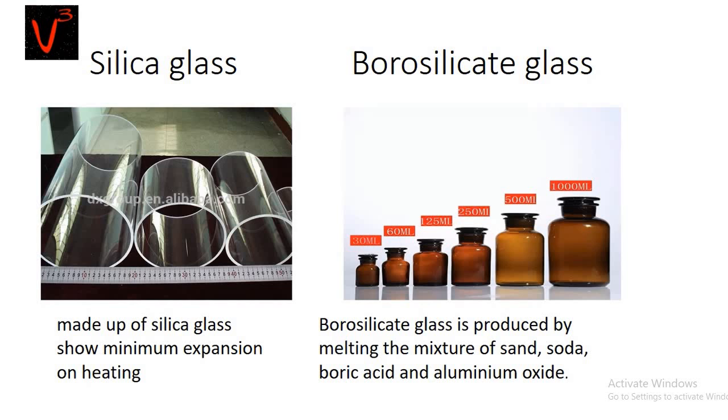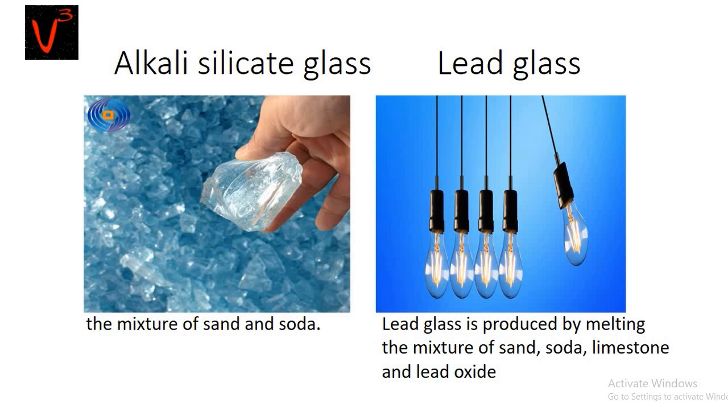The second one is borosilicate glass. Borosilicate glass is produced by melting the mixture of sand, soda, boric acid and aluminium oxide. This glass does not show any effect on medicines. Hence, the bottles made up of borosilicate glass are used in pharmaceutical industries to store the medicine, as you can see in the image. The third type is alkali silicate glass.